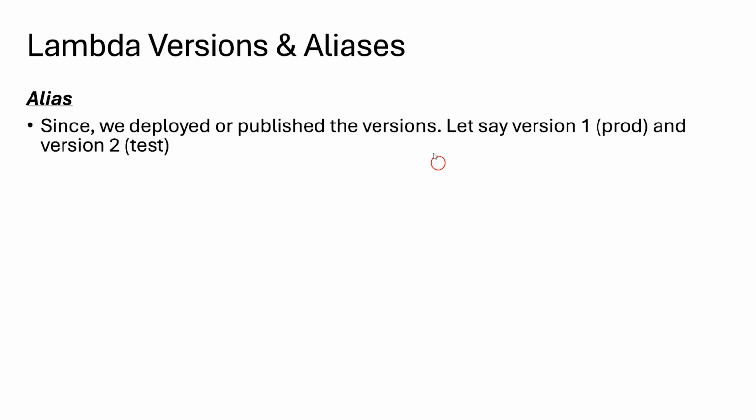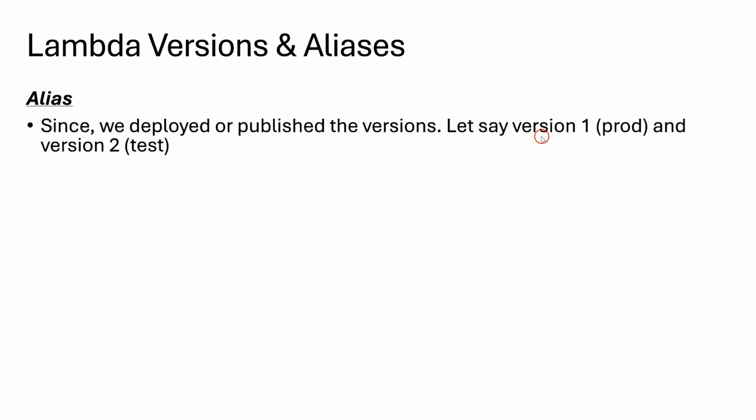So what is an alias? Simply, like you see in SQL, we have aliases here also. That means it's a pointer. Since we deployed or published the versions, usually in Lambda language, whenever we create a version we call it deployed or published. So published is Lambda's way of saying we created a version from the latest version. Okay, so we published the versions, let's say version 1, which is good and is pointed to the users, and version 2 is still in the test phase, for example.